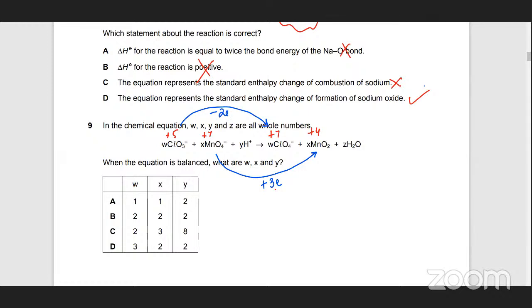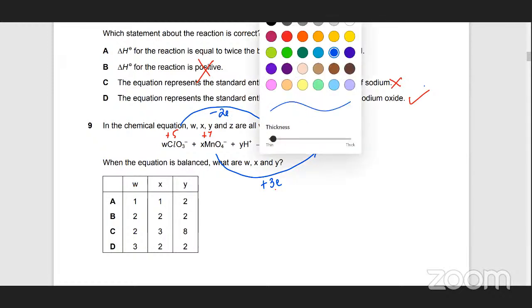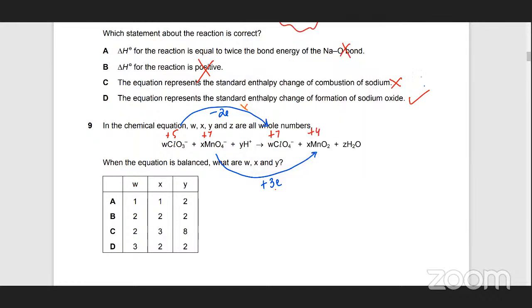What would you multiply the two numbers with? You're going to multiply this by 3 and multiply this by 2. So there should be 2 Mns and there should be 3 Cls. That's what the ratio is going to be, and then you can balance the rest of the equation. Now try balancing the rest of the reaction.